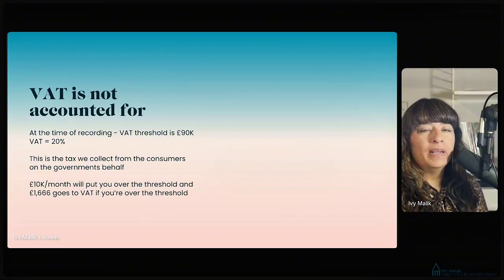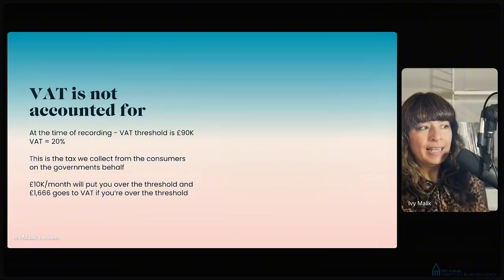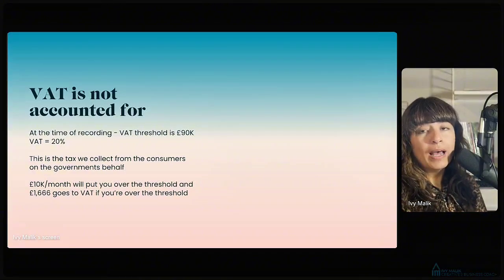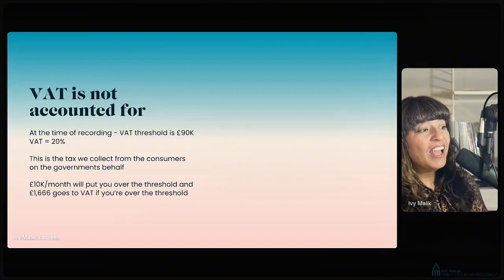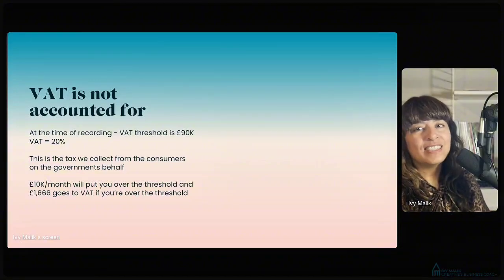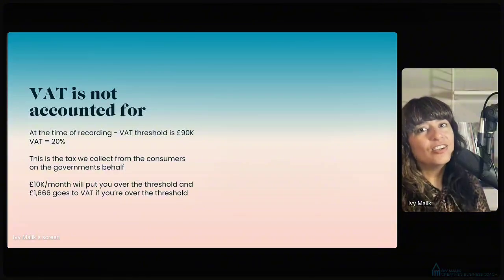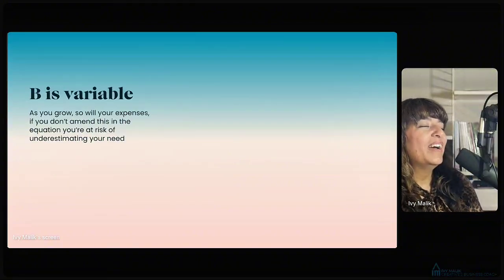Now, VAT has also not been accounted for in this calculation, and VAT is also really complicated. If you make more than 90K, I believe that's the current threshold of the UK, you are liable to add VAT to all of your services. So if you happen to be making 10K months, that 10K is not full revenue for you. 1,666 of that is VAT. So the calculation of 50% does not account for VAT. So there are many variables that are not included in this really rough, that's what I should have called it, really rough revenue projection.